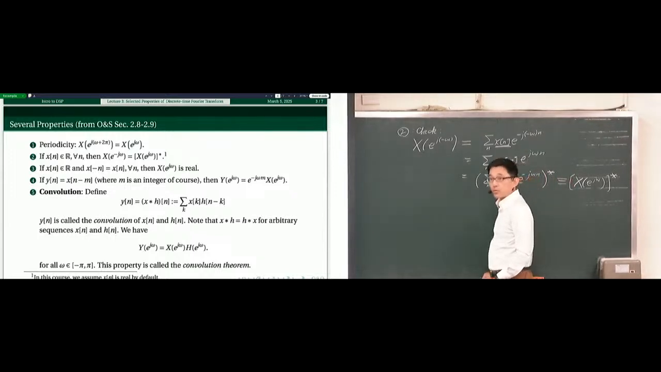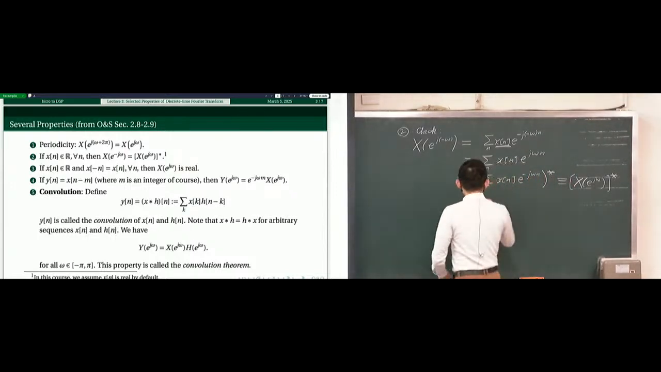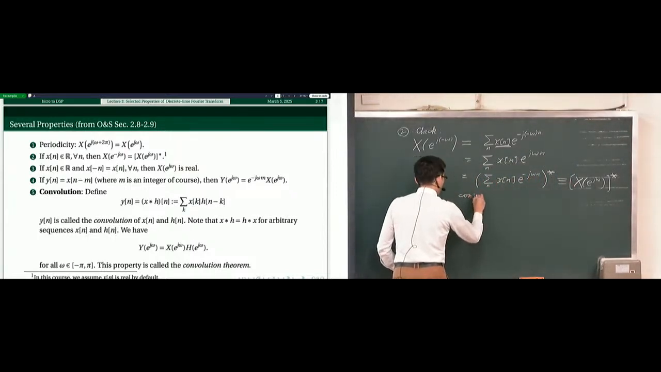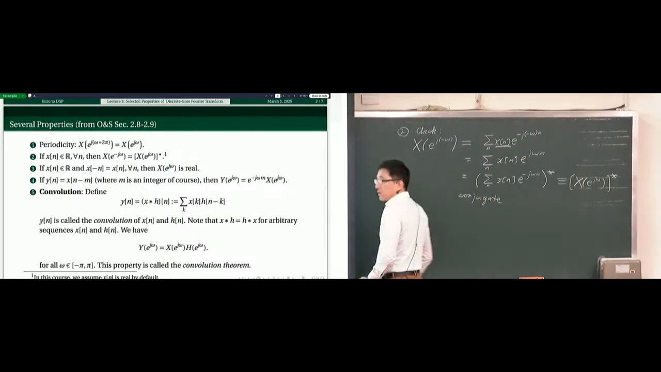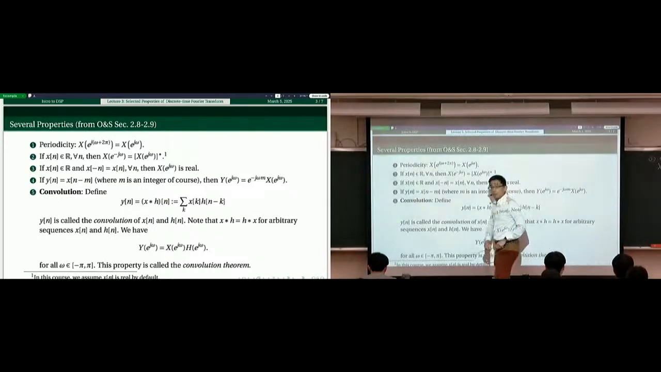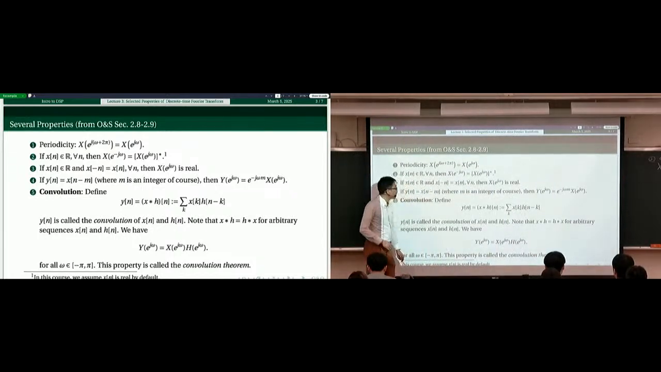Okay. Conjugate, this word, conjugate. Let me just write it. Conjugate. In Chinese that is 共轭复数, conjugate. Yeah. Okay.